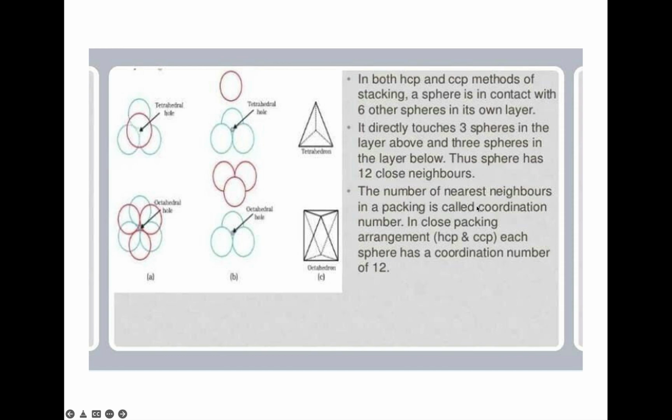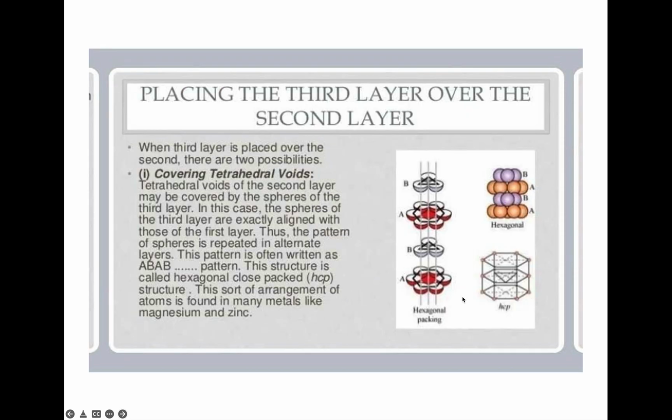Okay, so the number of nearest neighbors in a packing is called the coordination number. We showed that in the previous session also. You can just go and watch it again. In close packing arrangement HCP and CCP, each sphere has a coordination number of 12. Just remember that this is tetrahedron and this is octahedron. So, you can see tetrahedral hole and octahedral hole, and placing the third layer over the second layer.